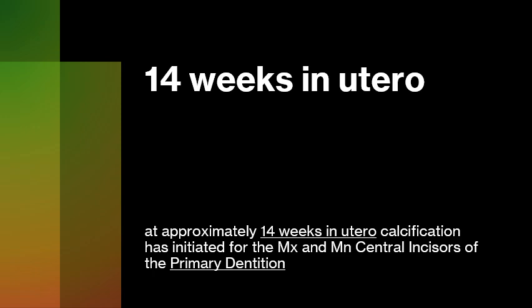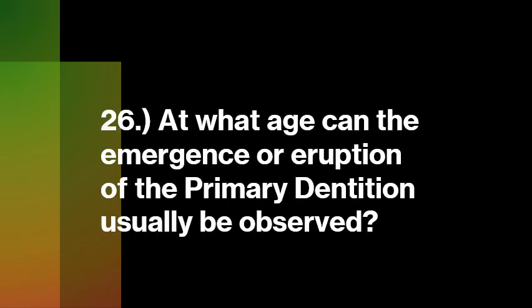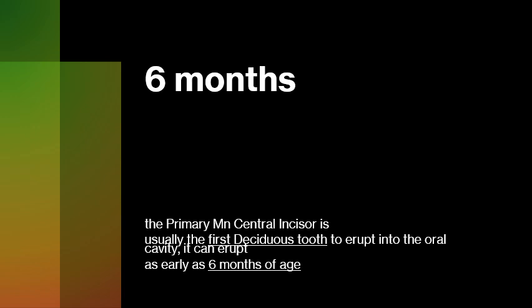Now, at what age can the emergence or eruption of the primary dentition usually be observed? So when does it actually start? The eruption of the primary teeth usually starts at the age of 6 months, and the primary mandibular central incisor is usually the first milk tooth or deciduous tooth to erupt into the oral cavity.